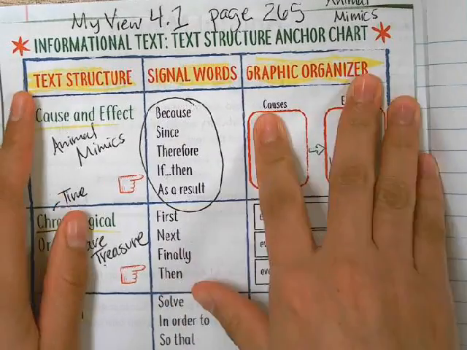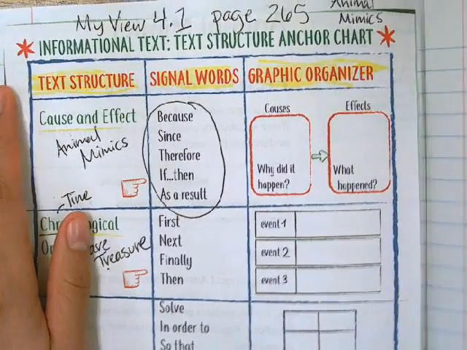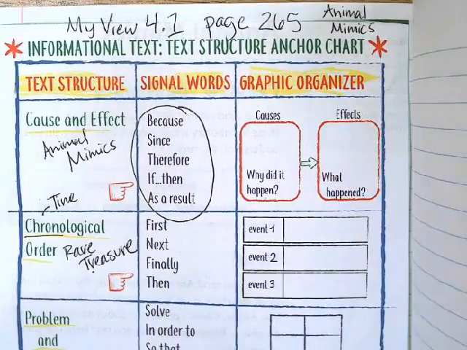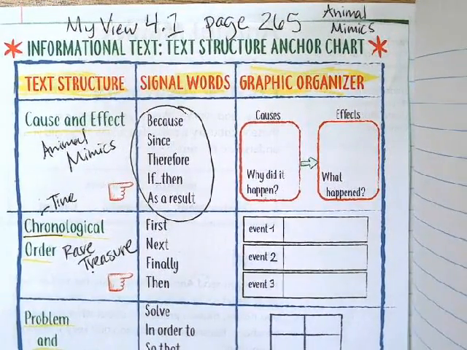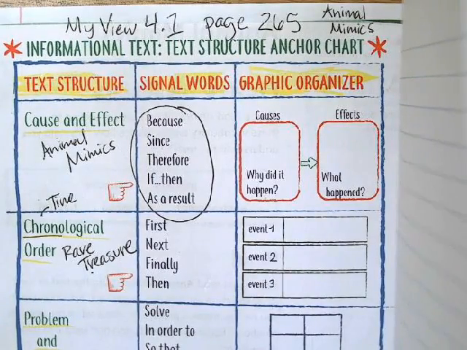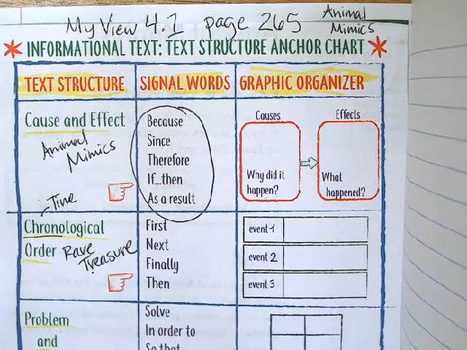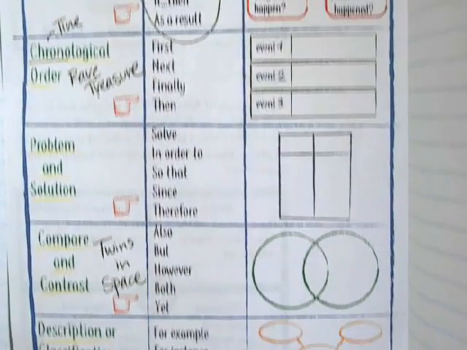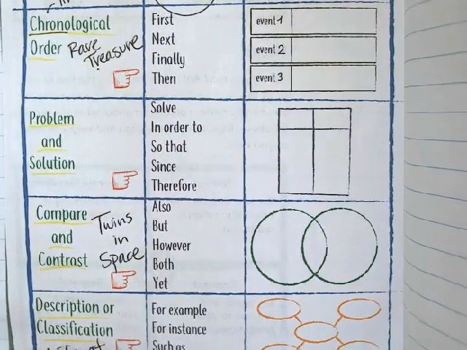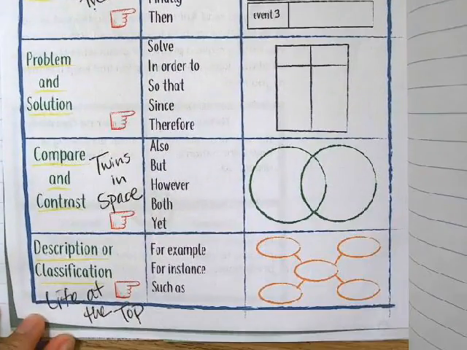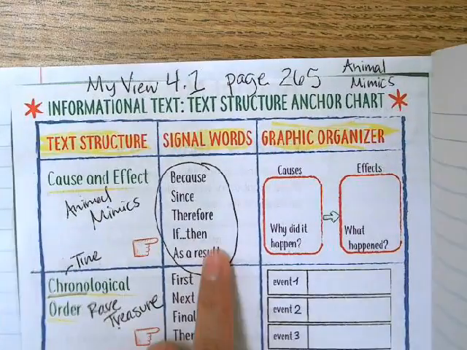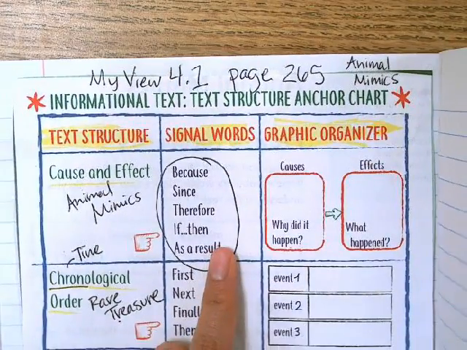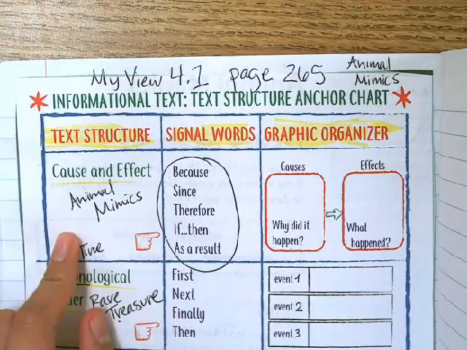So, we cut out our anchor chart from MyView 4.1, page 265. Our selection this week is titled Animal Mimics. So this is the anchor chart that we will be referring to this week. I did want to take note and say that we need to watch out for these signal words for animal mimics.